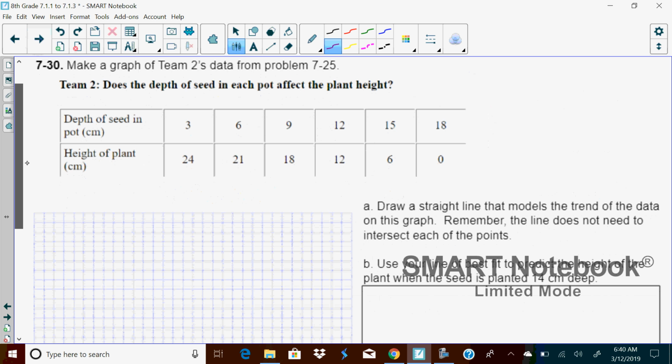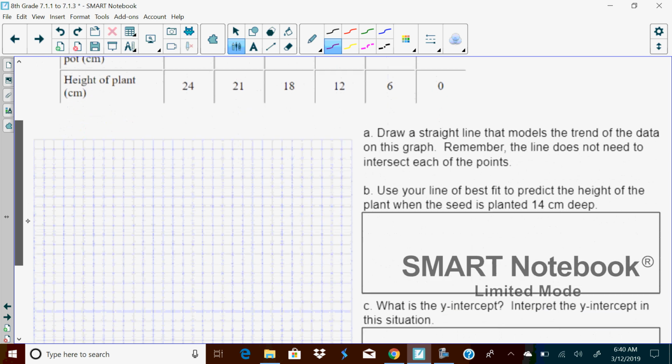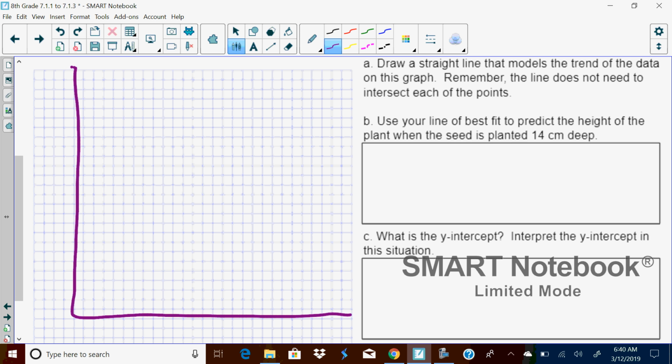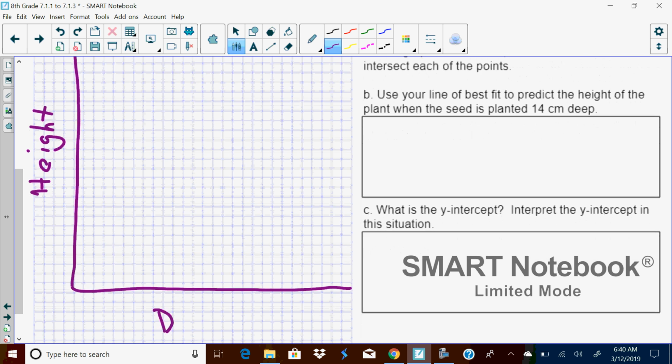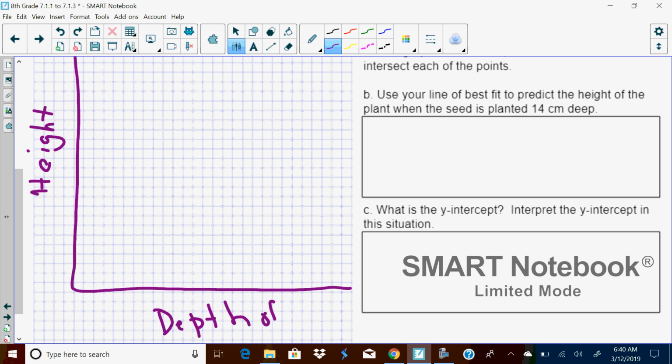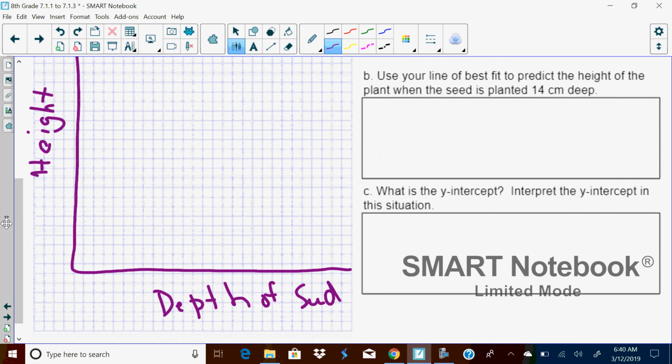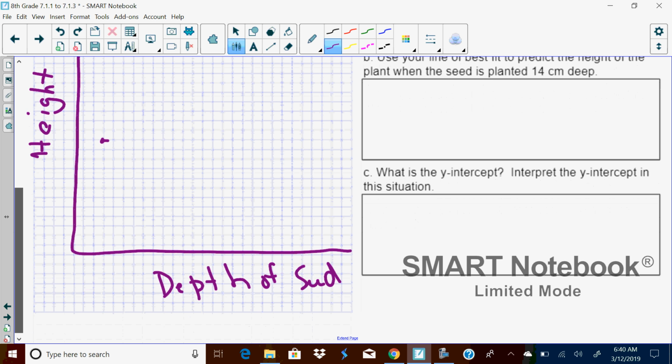Problem 30, make a graph of Team 2's data from problem 725. So we have the height, depth of the seed. So then I counted by 1's going across and 2's going up, so 324. 1, 2, 3, 2, 4, 6, 8, 10, 12, 14, 16, 18, 20, 22, 24 would be right here. 621.